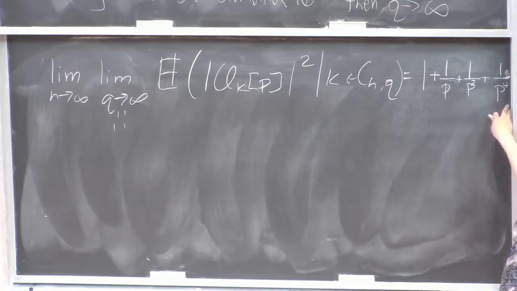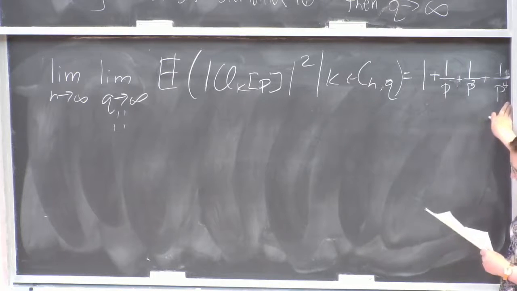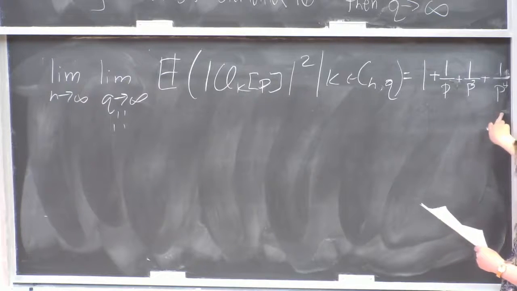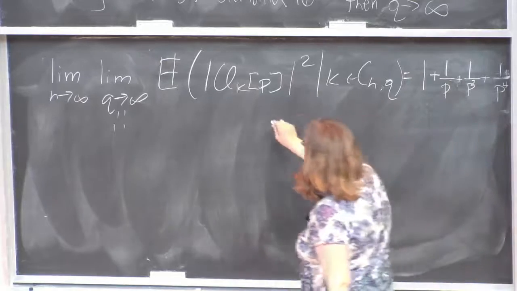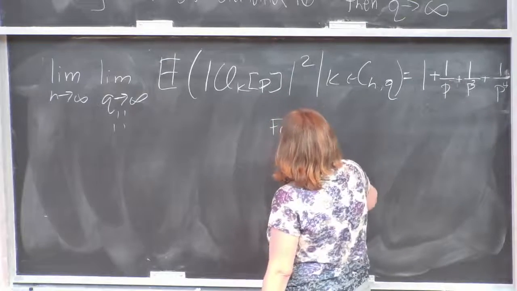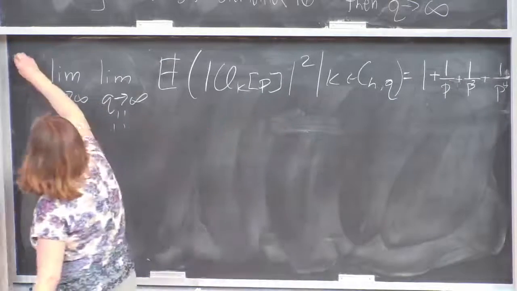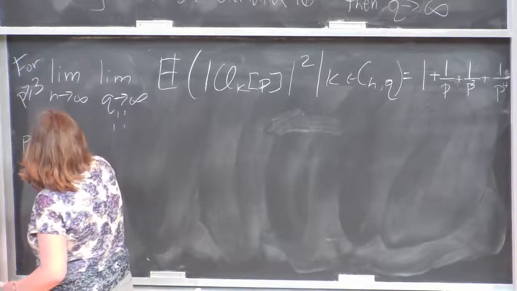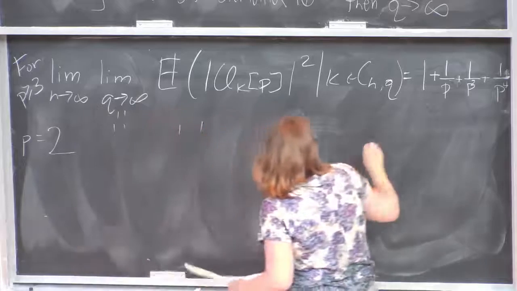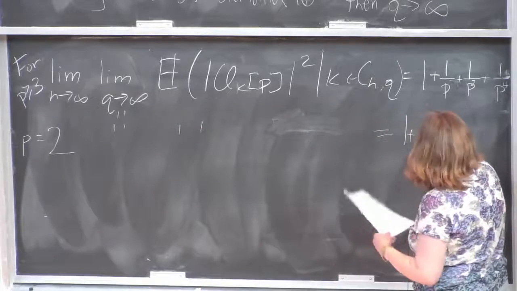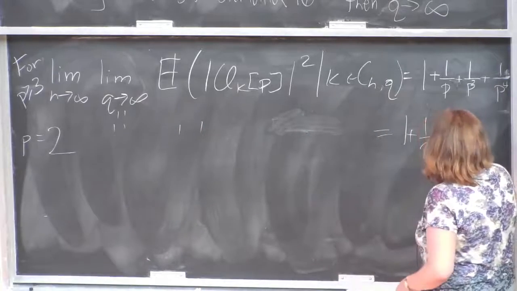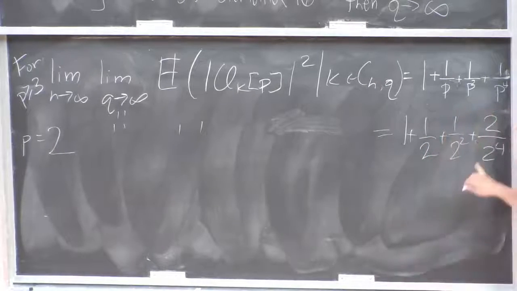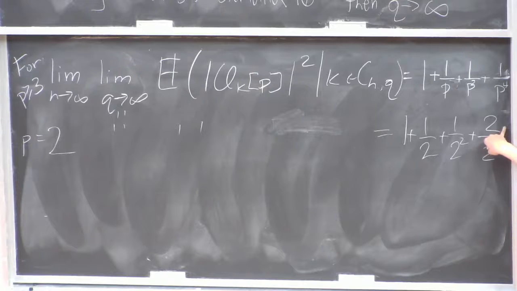So these aren't mysterious, what they turn out to be. And they're uniform in this way, 1 plus 1 over p plus 1 over p squared plus 1 over p to the 4th for all p greater than 3. But for p equals 2, I'm going to write it this way, 2 over 2 to the 4th. So you get something different here.